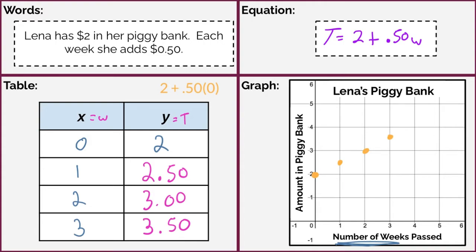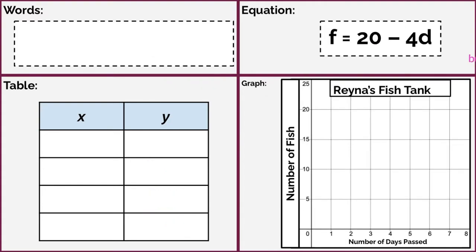Now let's take a look at example B. So here at example B, we've been given the equation f equals 20 minus 4d. We don't have the words, we don't have the table, but we do have some information about what's going on here that we can use to create our words from our graph. We can see that the title of the graph is Raina's Fish Tank. So we know we're going to be talking about a fish tank.